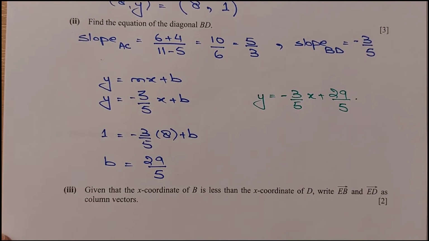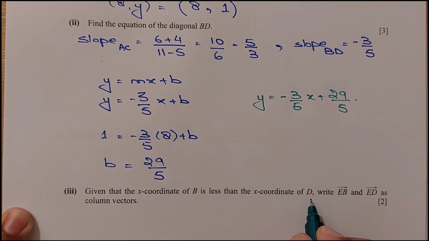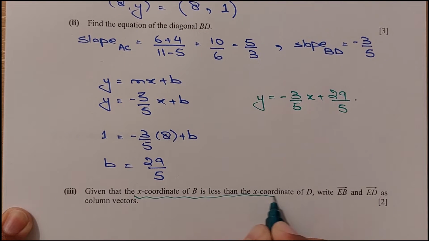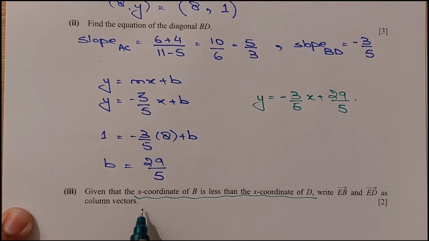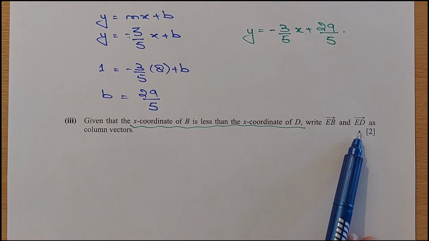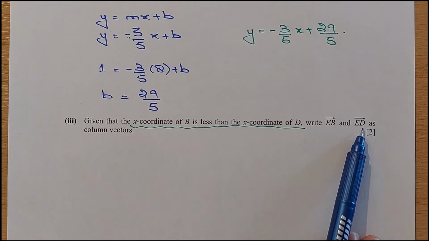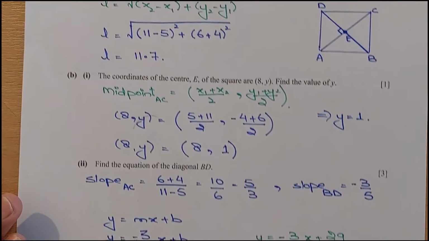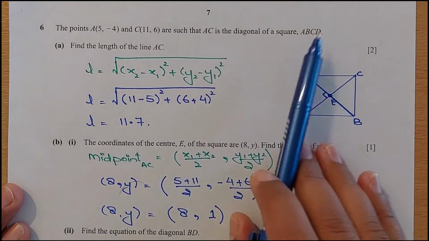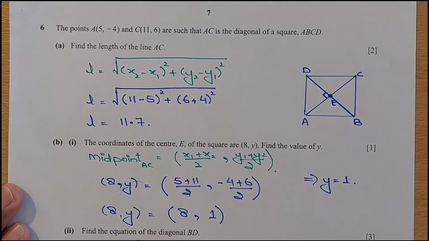Now for the third part, given that the x coordinate of B is less than the x coordinate of D, right? So this information we have been given. Write EB and ED as a column vector, right? Okay, to get the value for EB and ED, we have the vector E, but we have to find the vector B and the vector D. As we have been given that ABCD is a kite and AC is the diagonal, the coordinates of A and C are given, and the midpoint of AC is E, that is 8, 1.